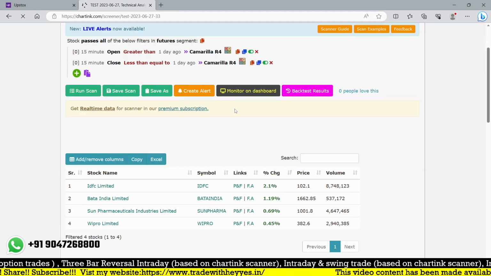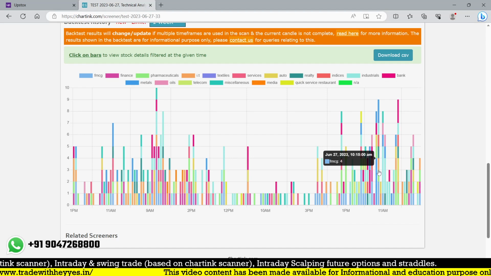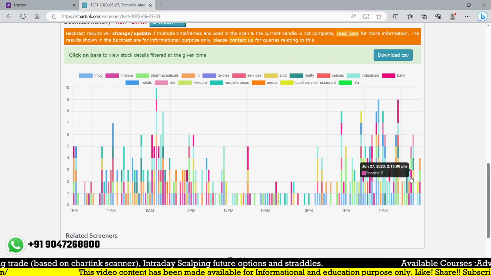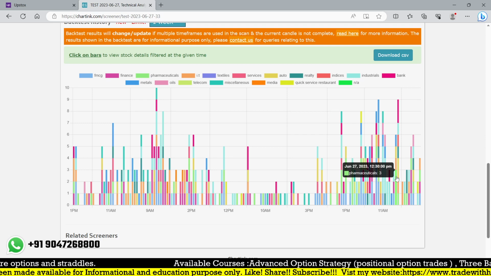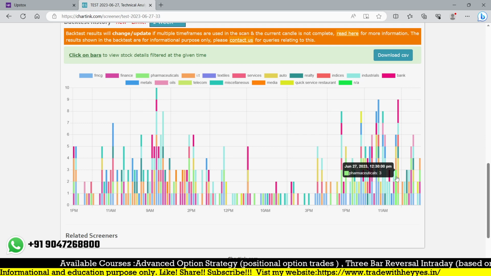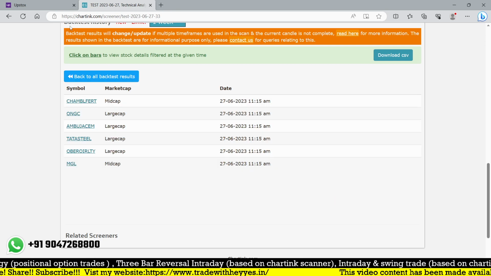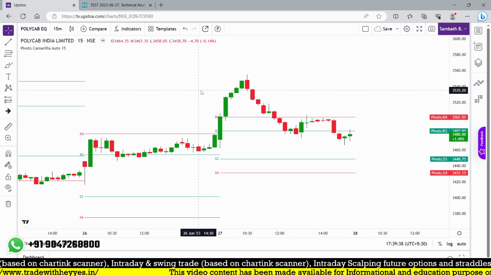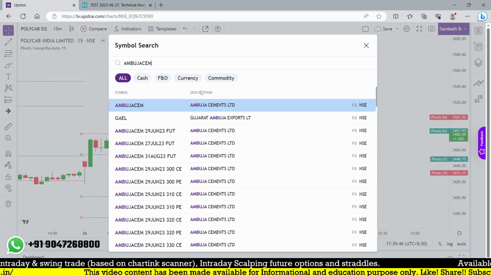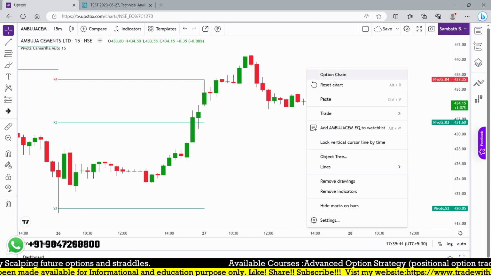To get the backtest, you need to save it whether it is working right or wrong. A lot of stocks you can see, but if we get this many stocks, we can't do the trade on all of them. But randomly we can check around 11:15, ONGC, Ambuja Cement. Let me check whether it is right or not. If the scanner works, then we can go for it. Okay, this is Ambuja Cements.